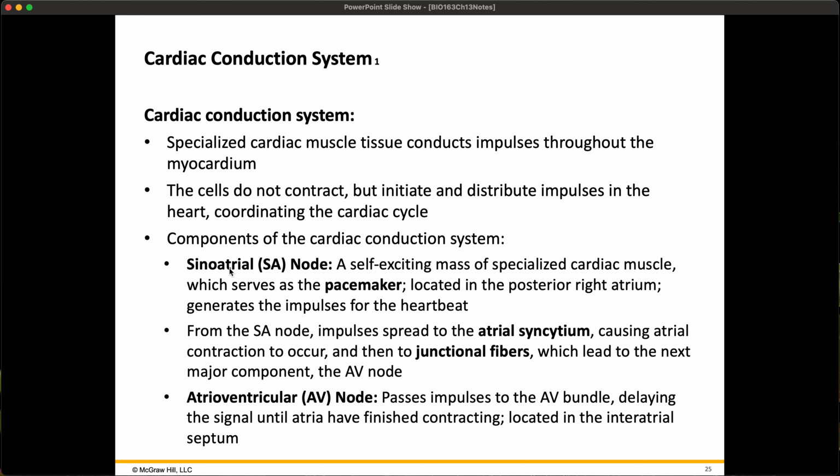And you may have heard of some of these structures, like the SA node. This is your pacemaker. You might have heard of people having external pacemakers, artificial pacemakers. This is what sets the rhythm of beating of the heart. It keeps things flowing, keeps things moving. A self-exciting mass of specialized cardiac muscle located in the posterior right atrium, generating the impulse for the heartbeat. Okay, so it's starting up in the right atrium. That's why it's good to learn blood flow from the right atrium. So the SA node starts in the right atrium, and that's where it sends the signal from. It then starts to travel down through the heart.